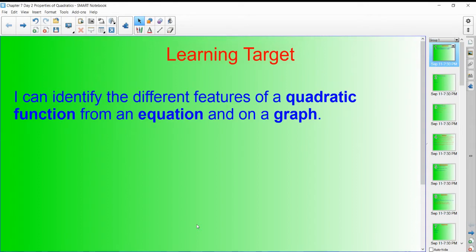Hello, everyone, and welcome to Lesson 2 of the Quadratics unit. Today we're going to talk about properties of quadratics. We're going to see different features, okay, so we can get ready to start graphing quadratics.